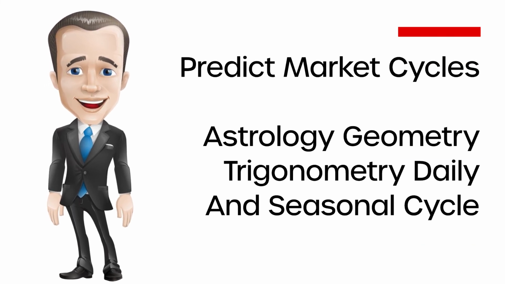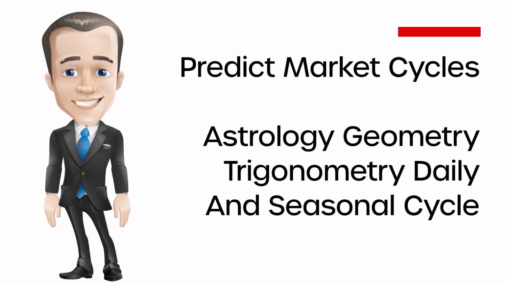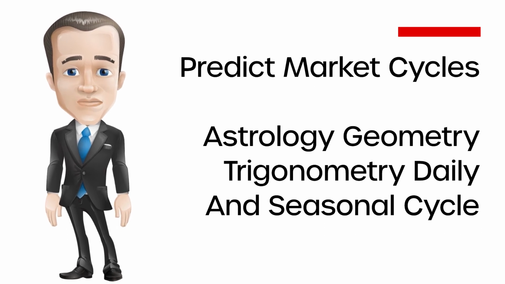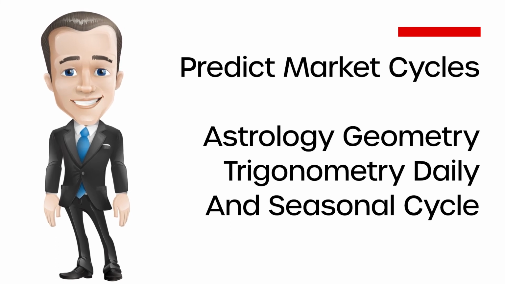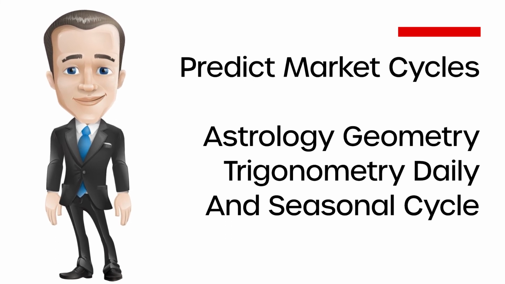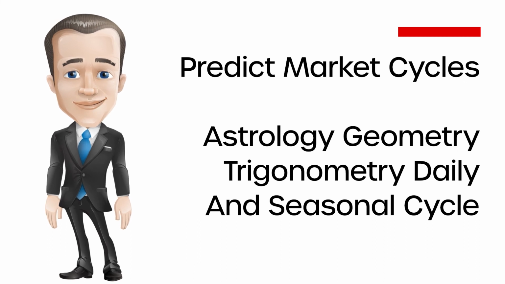The problem he faced was that he was afraid to let on what he was using as one of his tools to predict market cycles. That was astrology. It was only part of his toolkit. Geometry and trigonometry were others.